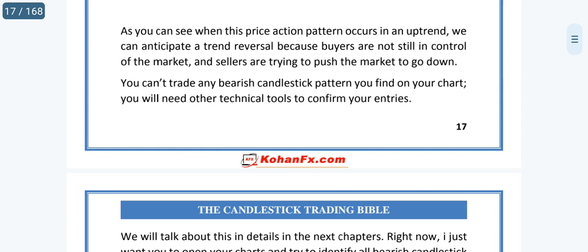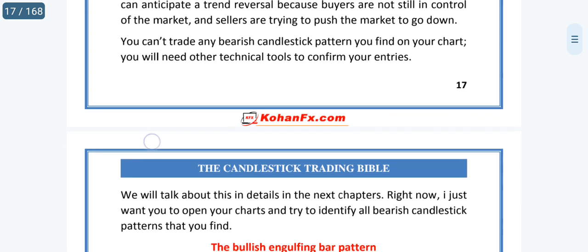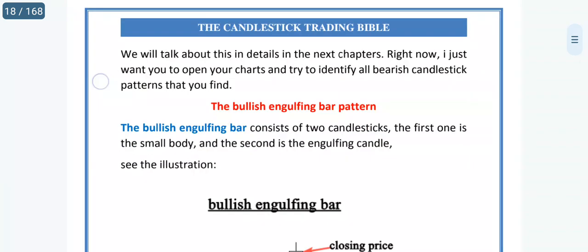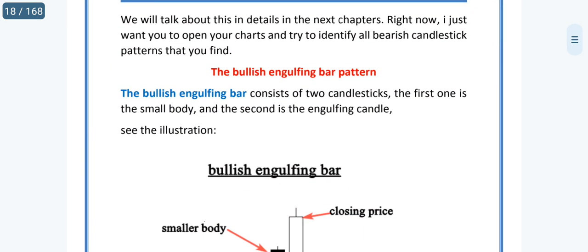You can't trade any bearish candlestick pattern you find on your chart. You will need other technical tools to confirm your entries. We will talk about this in detail in the next chapters. Right now I just want you to open your charts and try to identify all the bearish candlesticks that you will find.